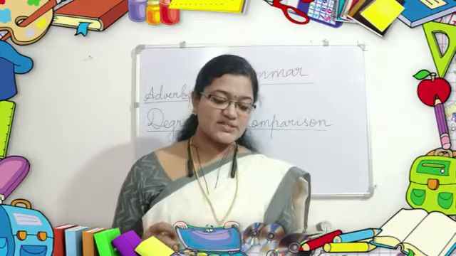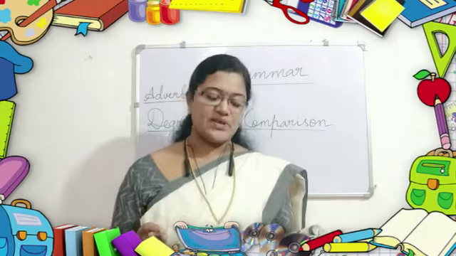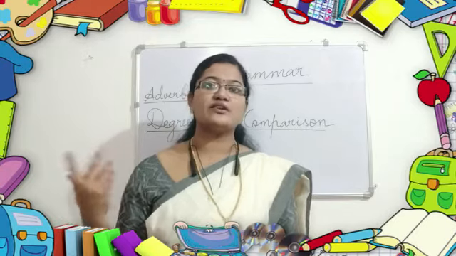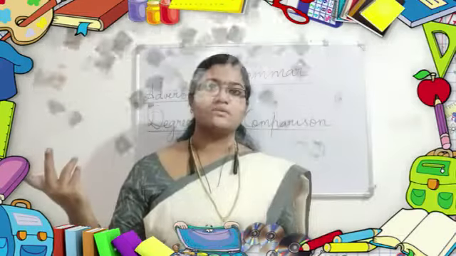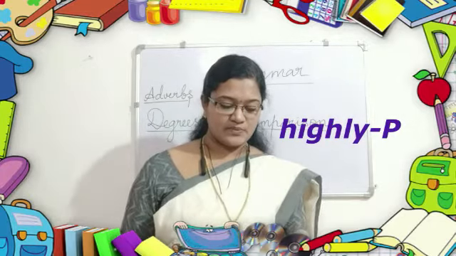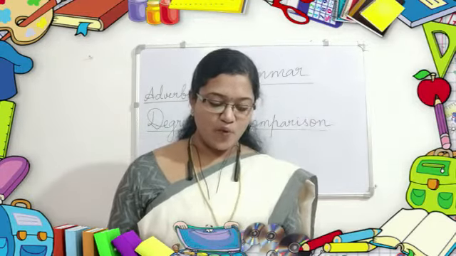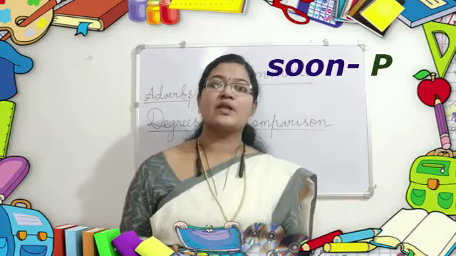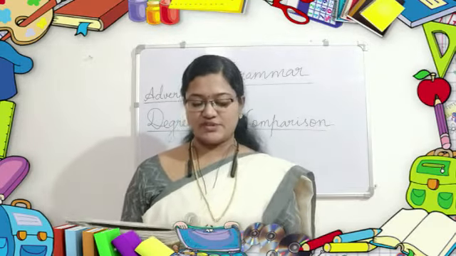Seventh one, the judge was highly respected for his wisdom. Here also one judge, he is not compared with more than one. Highly, underline the word highly, adverb, and write positive, P. Eighth one, John came home soon after Jeff left. Soon, you can underline and write positive. Soon, sooner, soonest. Came is the verb there. John came soon. He came immediately after Jeff left.